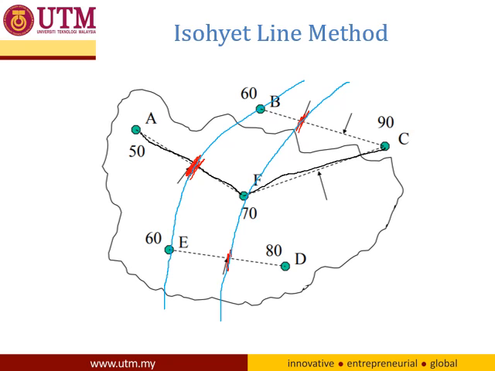So what else do you get? Let's say 80. So this is 80 and this is 80. So you can construct the 80 millimeter Isohyet line. So that is how you get the Isohyet line.